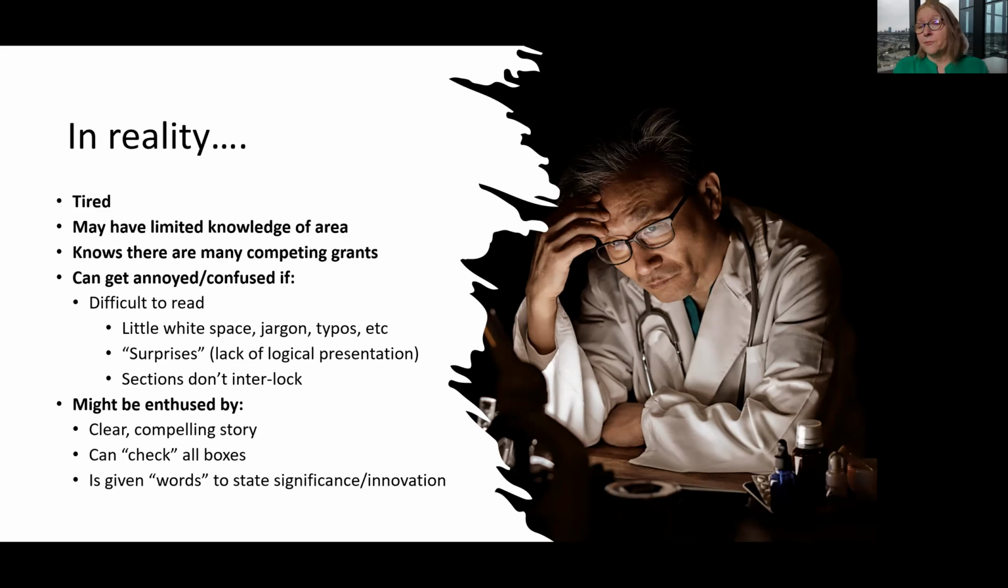And make sure that everything they're supposed to evaluate, which we'll go through, you address, from your career development plan through items such as sex as a biological variable, and we'll get into that. And give the reviewer words within your grants so that they could actually use those words in their own review, words to state the significance, the innovation, the strengths.